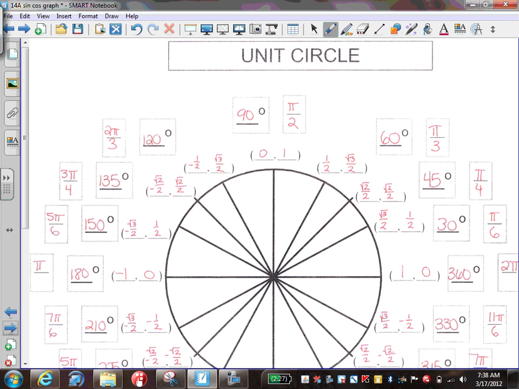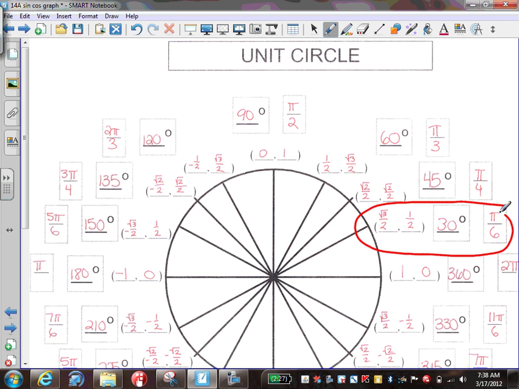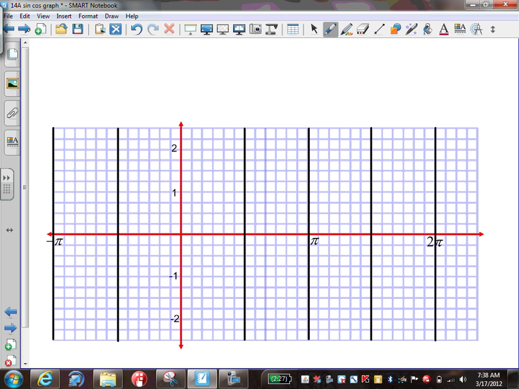Again, here's this reference to the unit circle. What I was just talking about on the last slide is this point right here: pi over 6, square root of 3 over 2, comma 1/2. So here's our input of 30 degrees or pi over 6, and then our output is 1/2. So let's take a look at the graph. Notice on the horizontal dimension we have your angles, and then your vertical dimension is your output, which is the actual value. And if we're talking about sine, it's the vertical; cosine, horizontal.